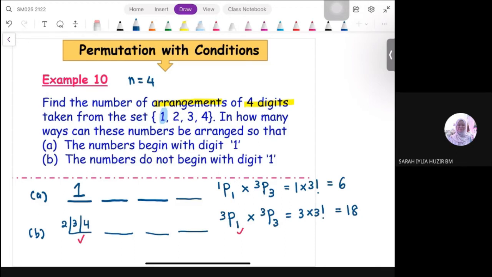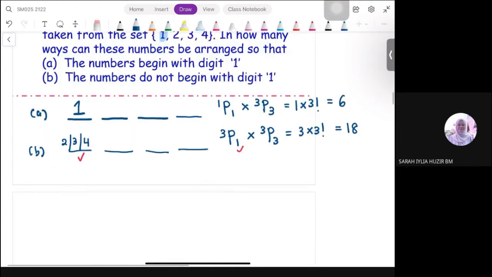Okay. So, ingat baca soalan hati-hati, consider tempat mana yang ada syarat. So, kita akan start arrange with tempat yang bersyarat. Carefully read the question, consider the condition for each space. We will begin the permutation process for that space first. Okay. Kita pergi cuba lagi, next question.